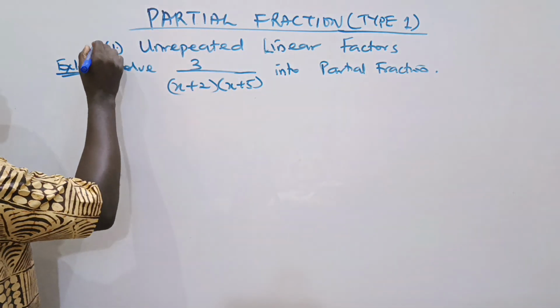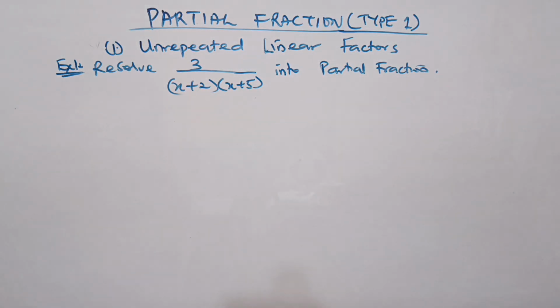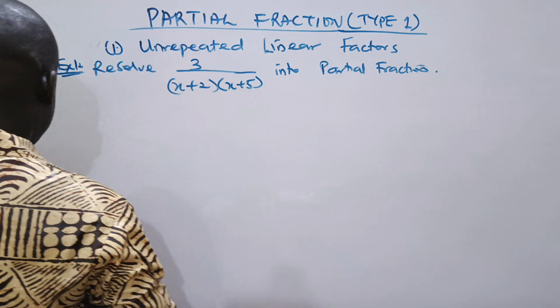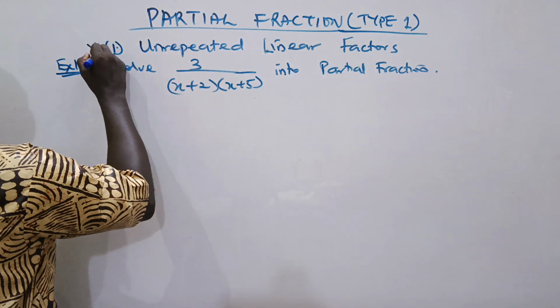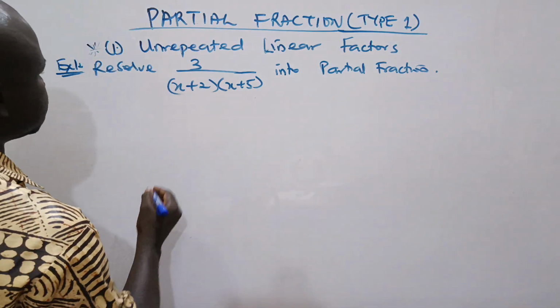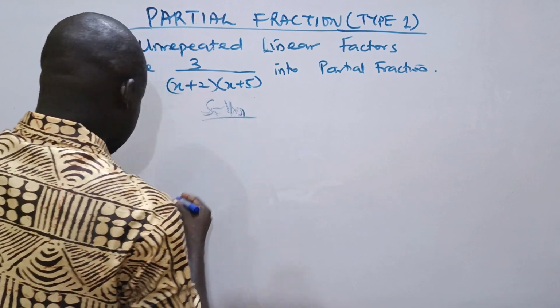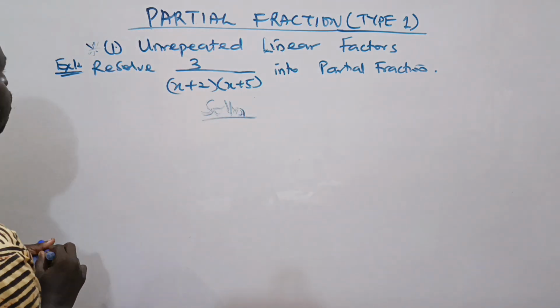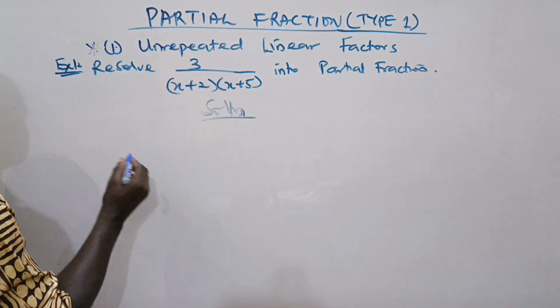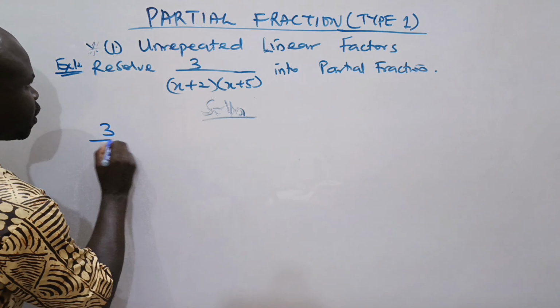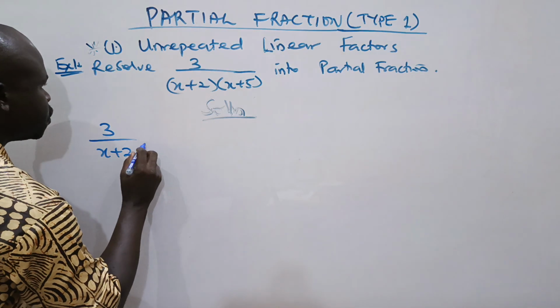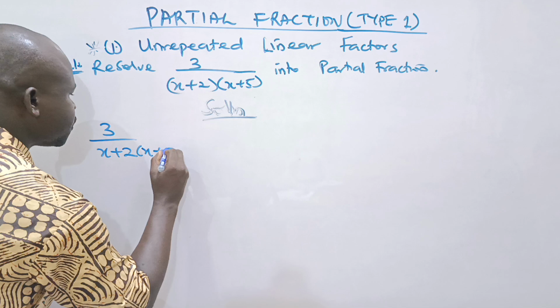This is the first one that we have. That first one is when we have the denominator to be unrepeated linear factors. So how do we resolve this into partial fractions? That's what we're about to discuss this morning. Solution. If we want to resolve this into the sum of its partial fractions, we have 3 all over x plus 2, then x plus 5.